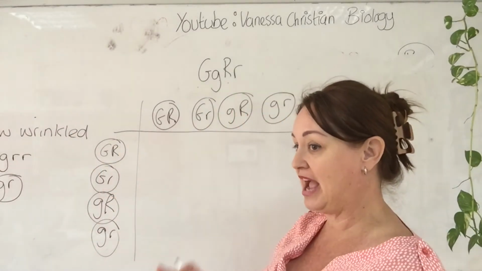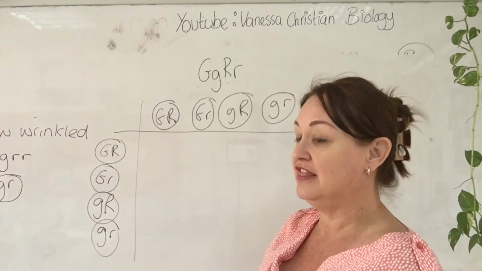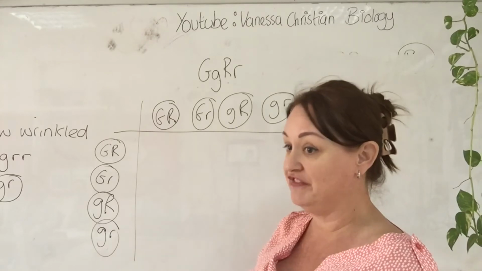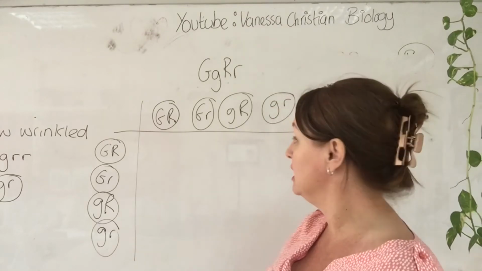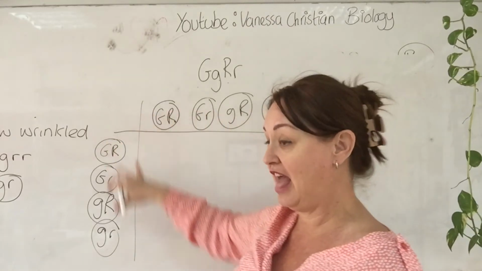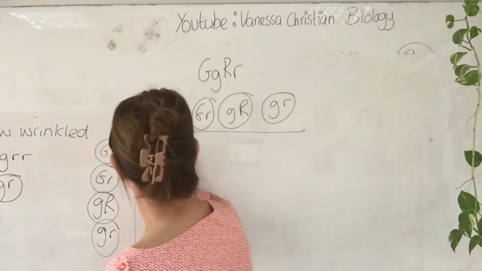Okay, and now I'm going to work out what would be the genotypes of the F2 offspring, because if you remember, this is already the F1. So I'm going to have G.